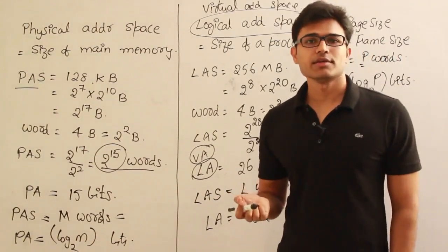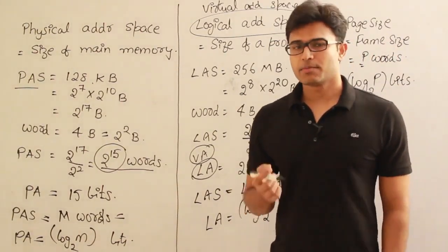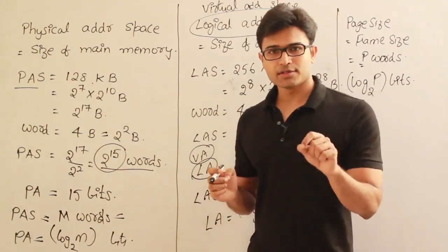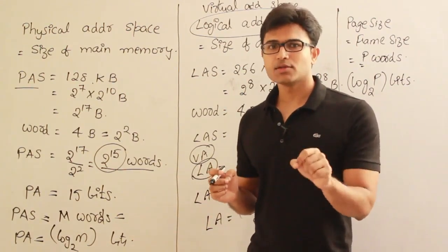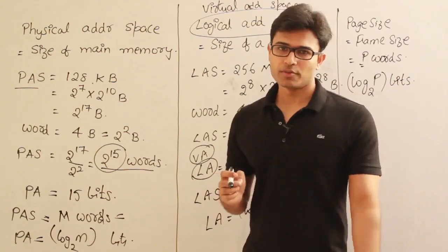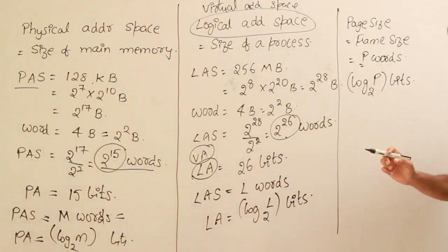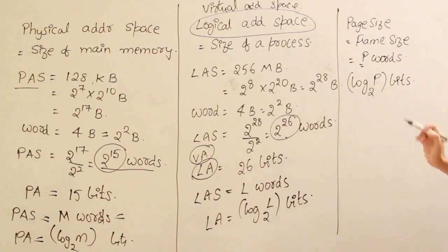This is also called the page offset. Page offset is nothing but, in order to address each word in a page uniquely, how many bits you should be using. That is called the page offset. So in this case, the page offset is nothing but log p base 2 bits.